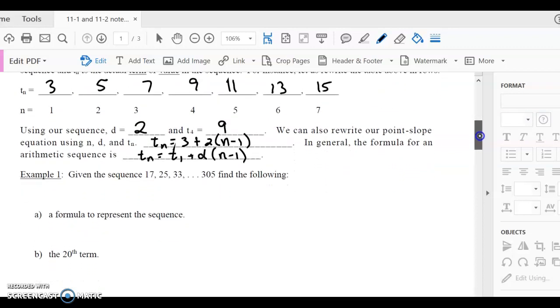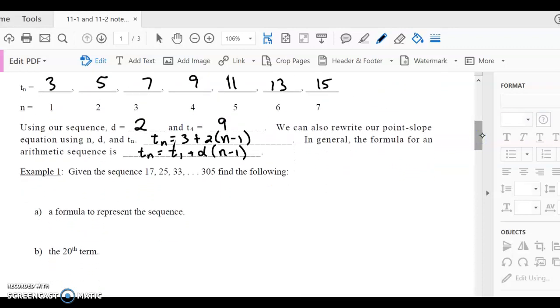So example 1, given the sequence 17, 25, 33, ... to 305. So we know the sequence ends at 305. We just don't know how many terms are in between 33 and 305. So let's find a formula to represent this. This formula that we're going to run is called explicit. Next year, you'll get into what's called recursive formulas as well.